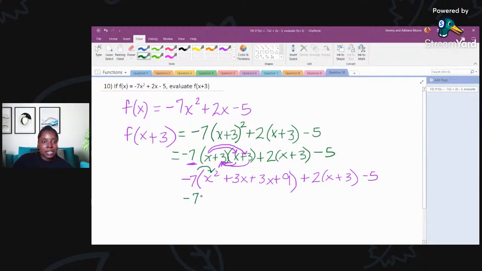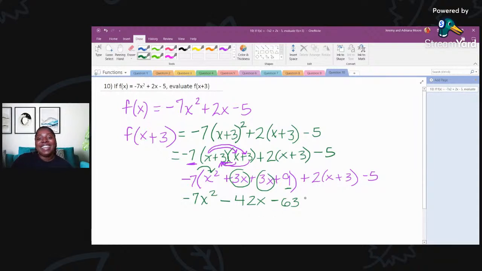is just, maybe we should combine our like terms. So 3x and 3x, we can combine it to 6x. So negative 7 times x squared is just negative 7x squared. Remember, this is going to be 6x. So negative 7 times 6x is negative 42x. And negative 7 times 9 is a negative 63. All right. So we made all this ugliness turn into something that still looks ugly.